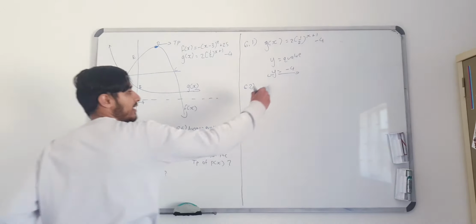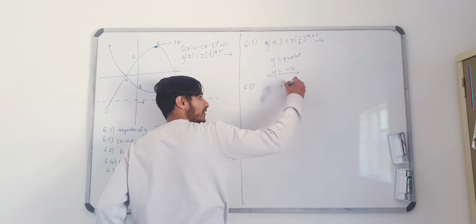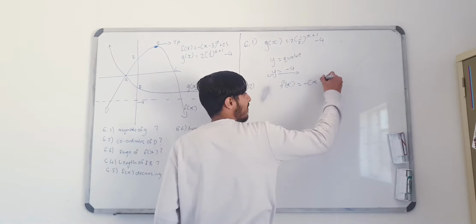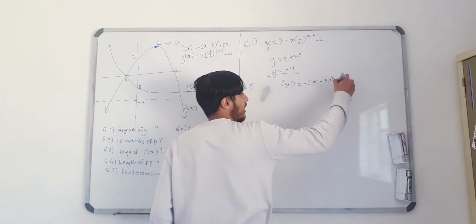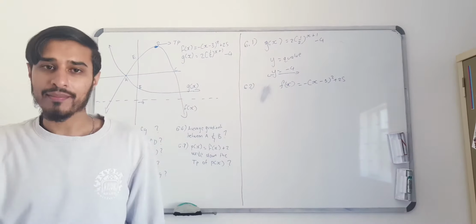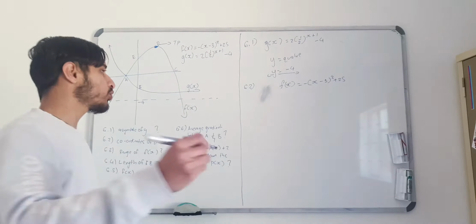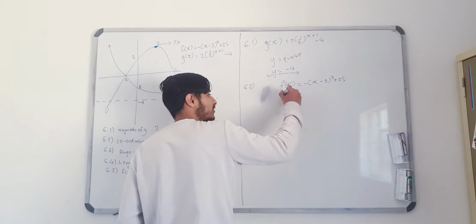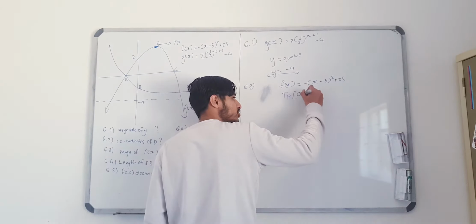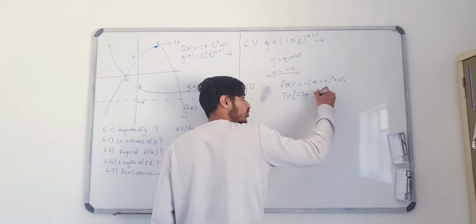So you go ahead and now say that f of x is equal to negative into x minus 3 squared plus 25. Now, you must remember that when I taught you this specific way, I told you that your turning point will always be equal to this: change the sign of p and keep your q value.